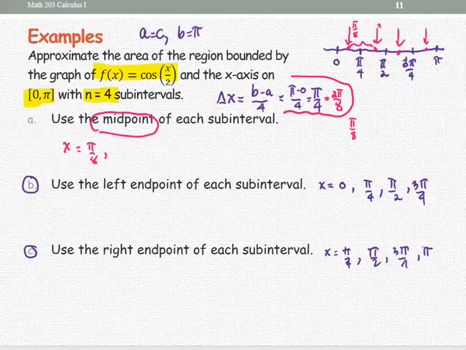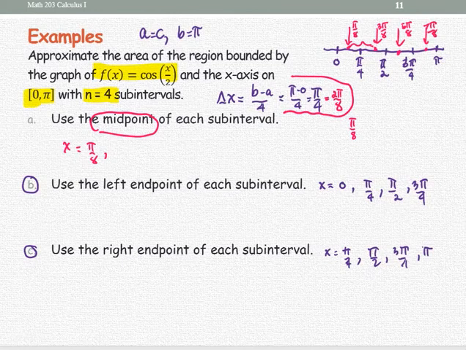Then the next midpoint will be 3 pi over 8. The next one will be 5 pi over 8, then 7 pi over 8. Does it make sense? It's just another way to deal with the algebra without getting into the messy part. So the list of midpoints that we're going to use to calculate would be x equals pi over 8, 3 pi over 8, 5 pi over 8, and 7 pi over 8.